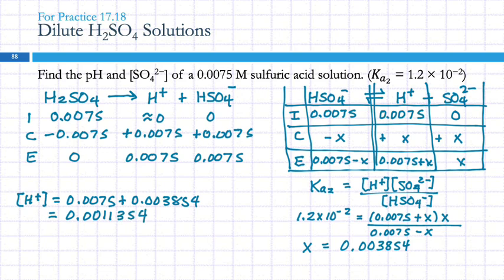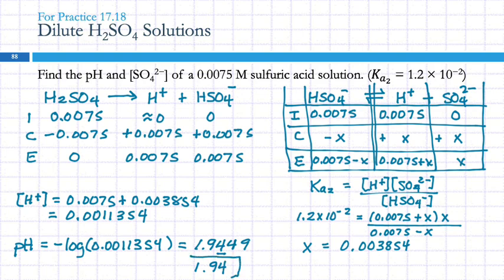0.011354. So pH is the negative log of that. 1.9449. And this has 2 sig figs, that has 2 sig figs. It's reasonable to round this to 2 sig figs, which is 2 decimal places in a pH.